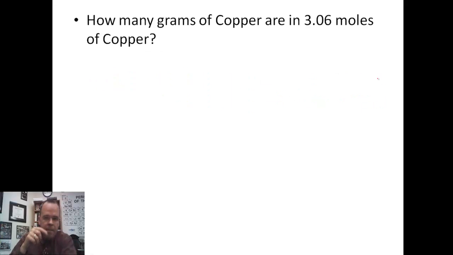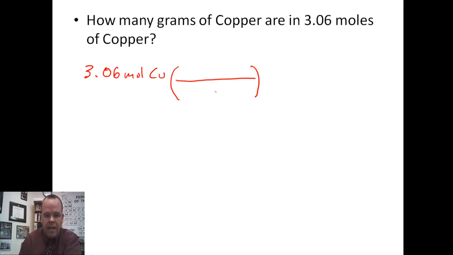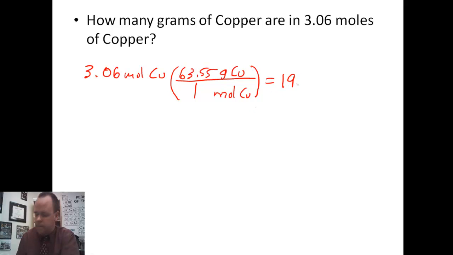Next problem, how many grams of copper are in 3.06 moles of copper? So we have 3.06 moles copper. We want to cancel moles of copper. We want to find grams of copper. 1 mole is equal to 63.55 grams, the average atomic mass of copper. Multiply the 2 together, keep the 3 significant figures, and we get 194 grams of copper.